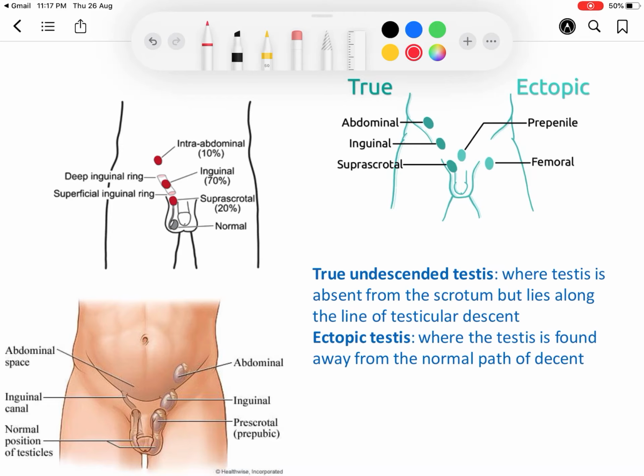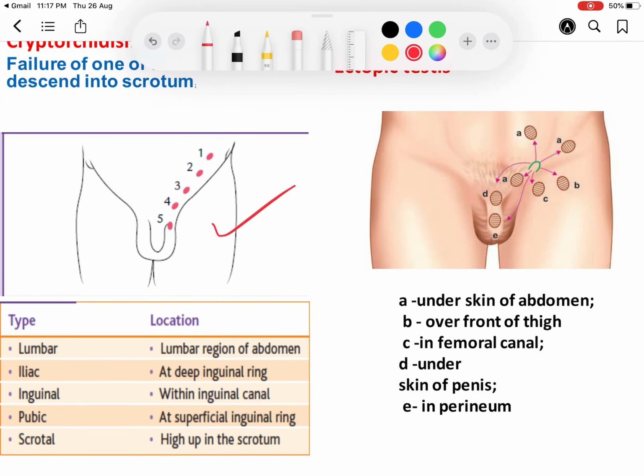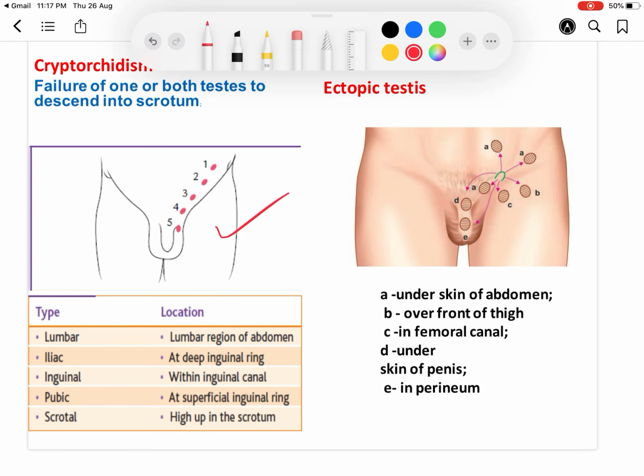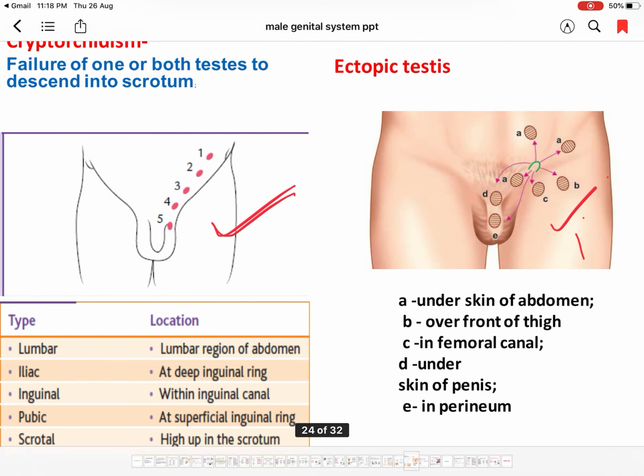So if it is in the abdominal region or superficial ring, deep ring or inguinal canal, or in the upper part of the scrotal region, then it is called undescended testes. Here, this is the diagram of undescended testes or cryptorchidism. And if it is present under the skin of the abdomen or the front of the thigh or the perineal region or in the skin of the penis or in the femoral canal, then it is called ectopic testes. So the second diagram is showing the condition of the ectopic testes. This is the ectopic testes and this is the cryptorchidism or the true undescended testes.